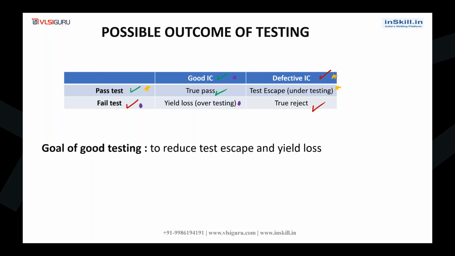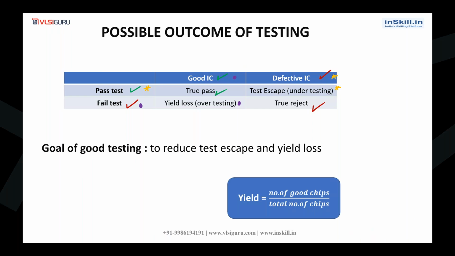Now, what is called yield? Yield means the number of good chips divided by the total number of chips. So, out of the total number of chips manufactured, how many chips are good? That is what is called yield.